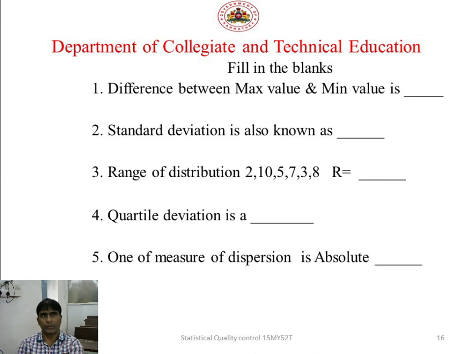Next, quartile deviation is a dash. Students, it is a measure of dispersion, right? Next question. One measure of dispersion is absolute dash. Yes, absolute deviation. One of the measures of dispersion is absolute deviation.